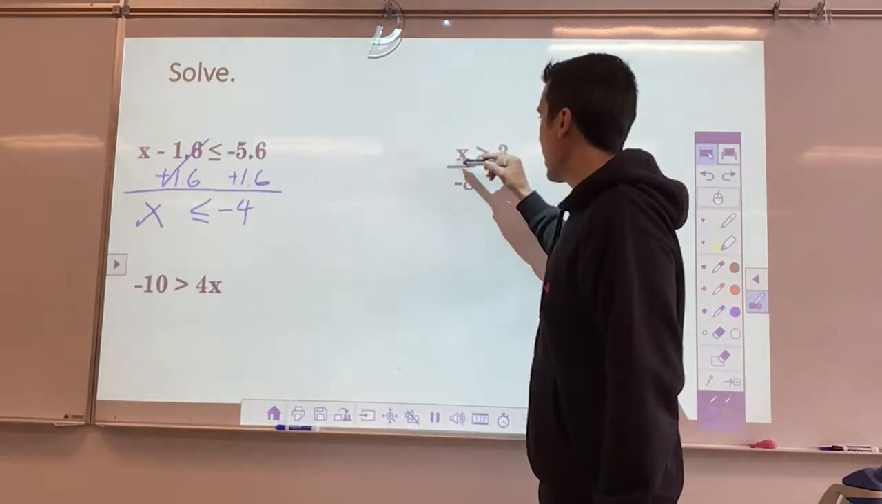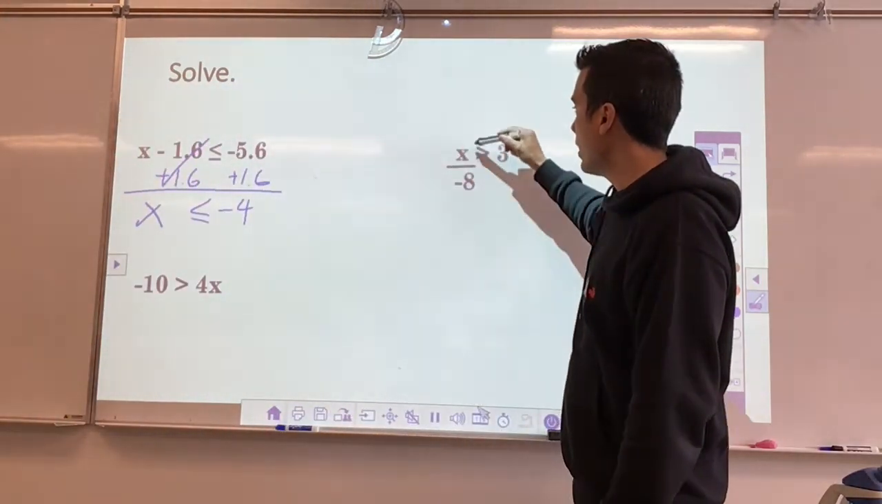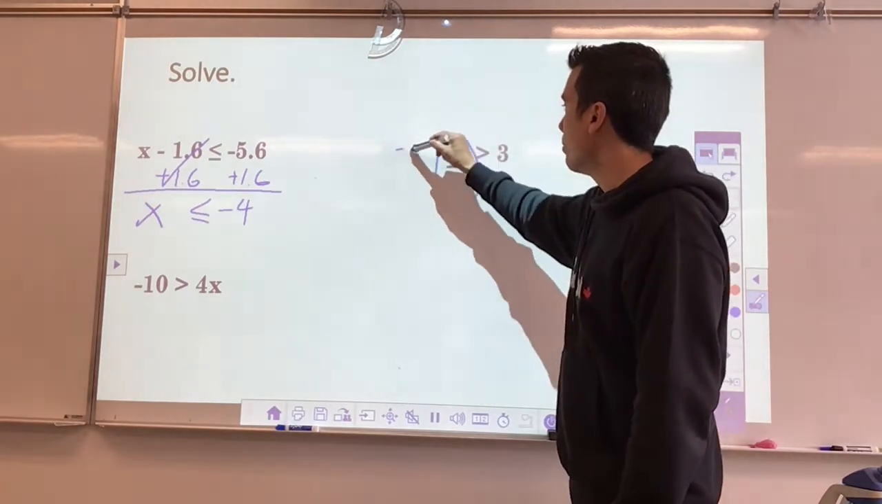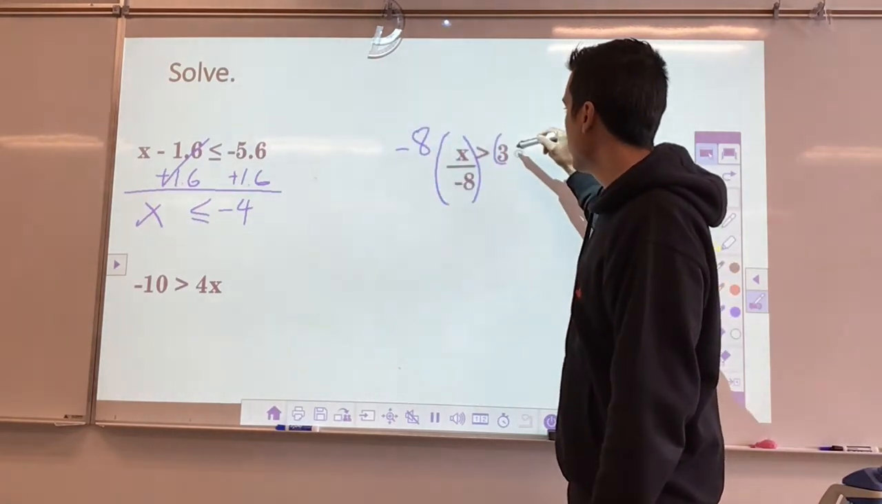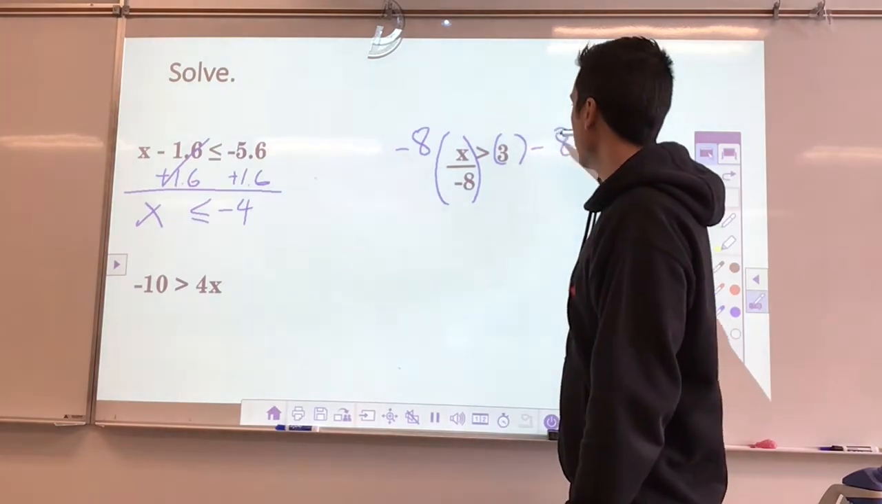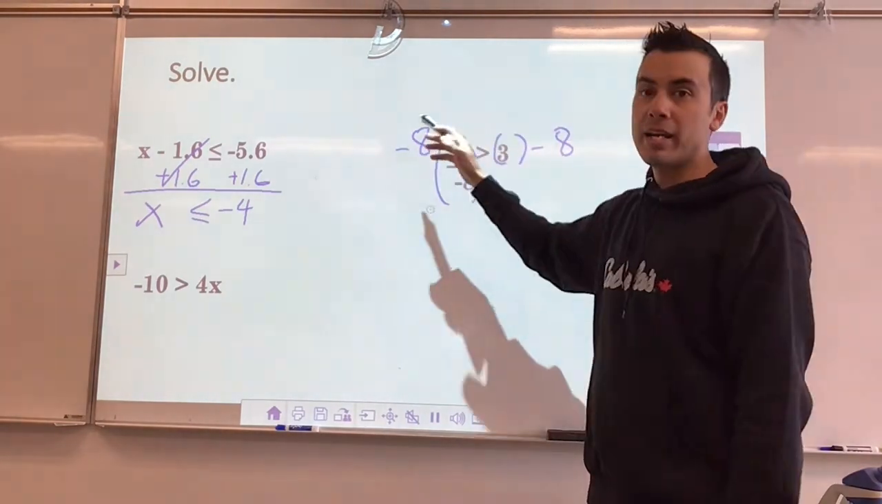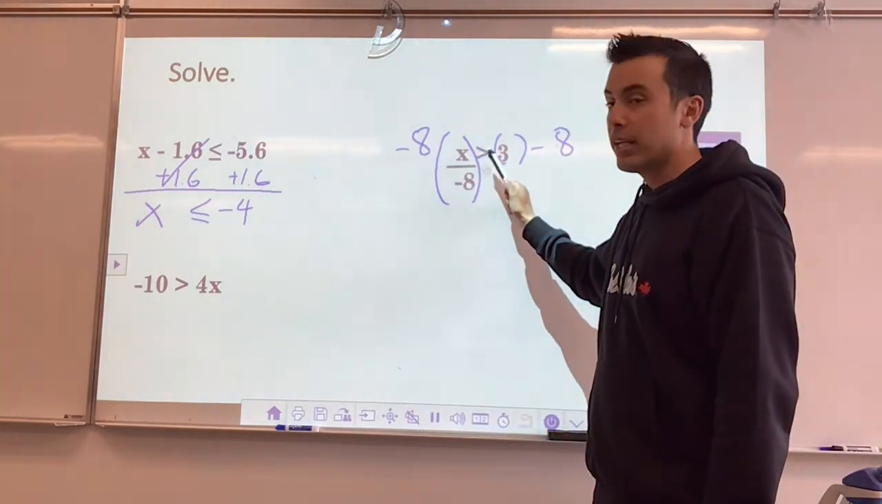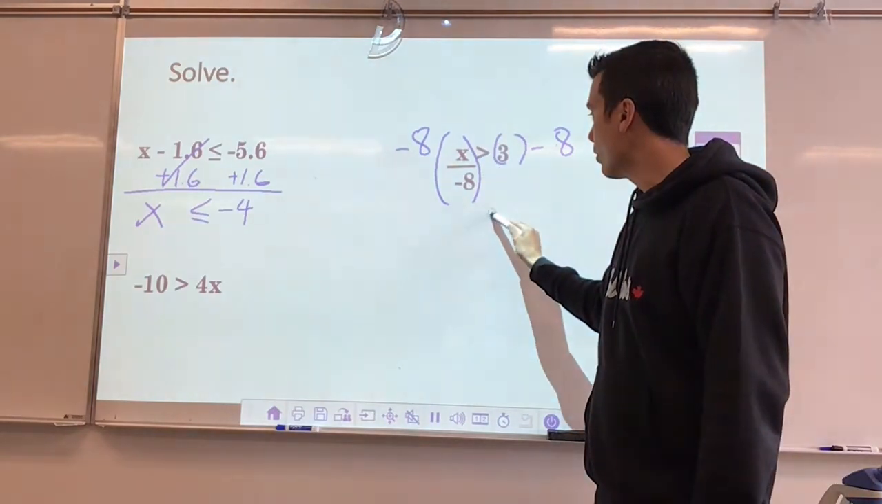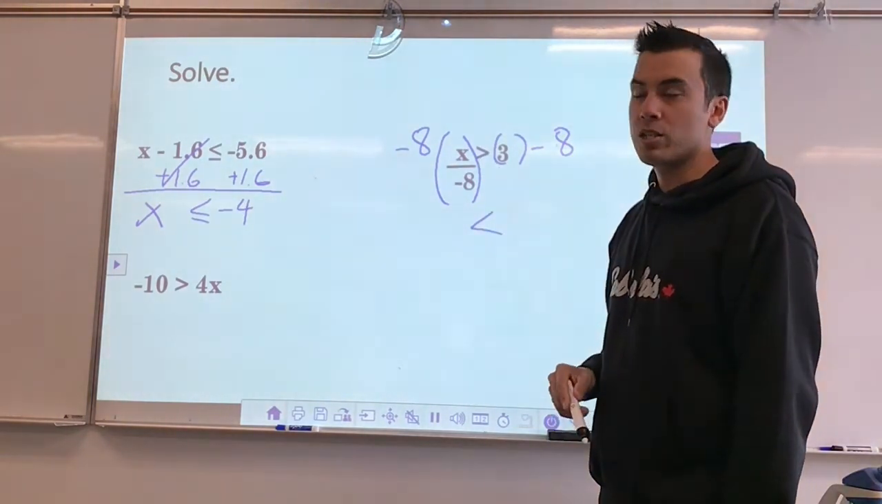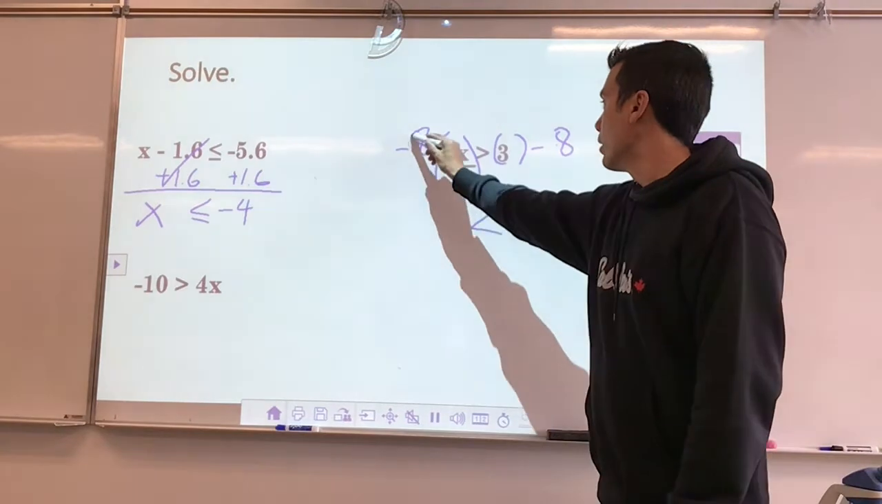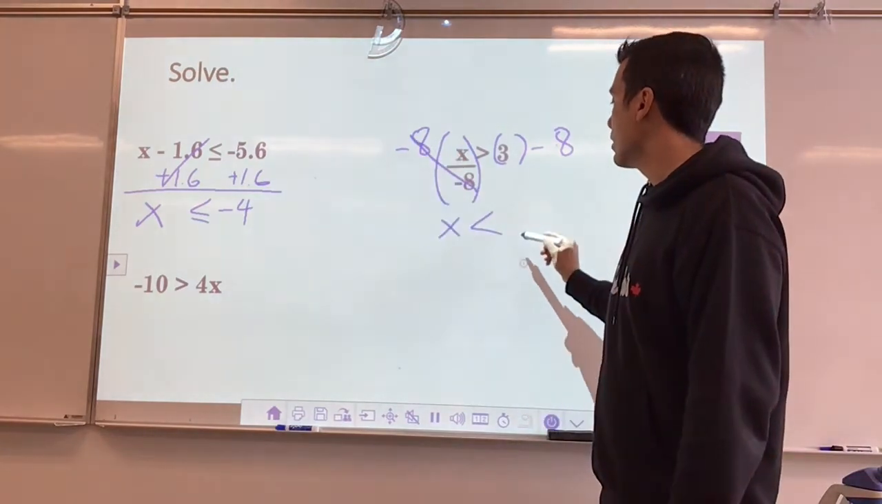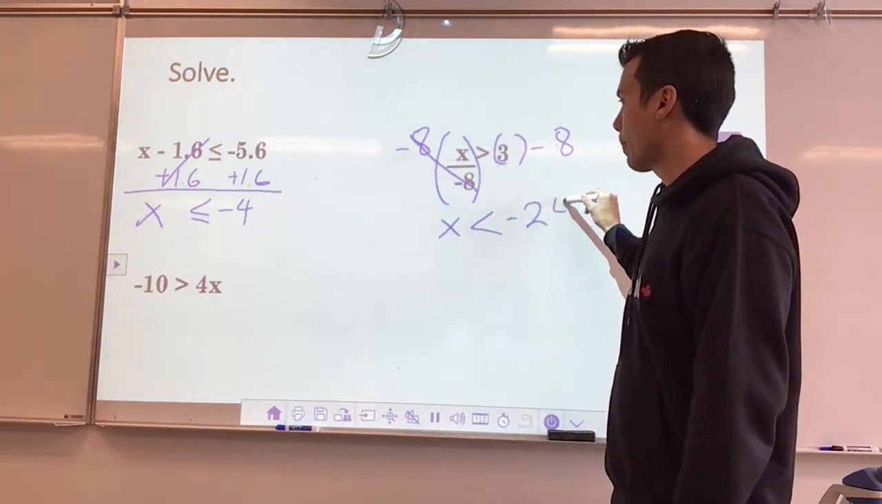In this case, I have x being divided by -8, so I'm going to multiply both sides by -8. As soon as I've multiplied by a negative number, I'm looking at this inequality sign and I'm going to reverse it. It must switch directions. Now I'm getting x is less than -24.